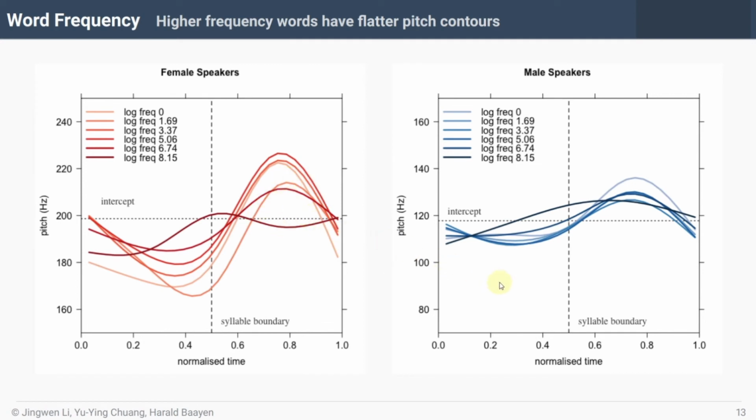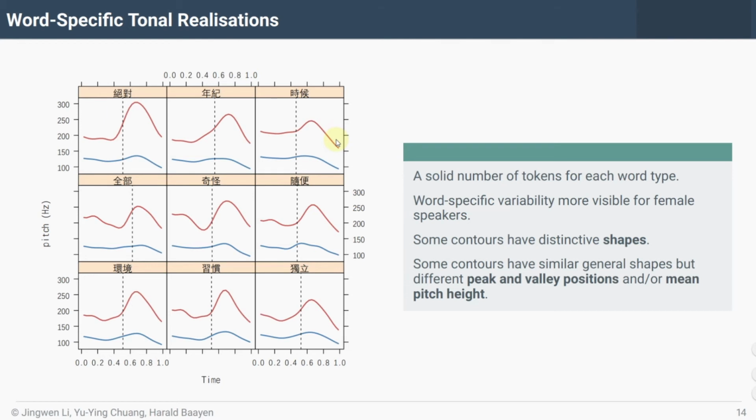If we look at the panel for male speakers, there is very limited variation in pitch, but we can still see that the line for the highest frequency is different from all other lines. It has completely lost the initial dip, and its peak is also lower and occurs earlier, close to the syllable boundary. We found from our model that every word type is given a particular pitch contour.